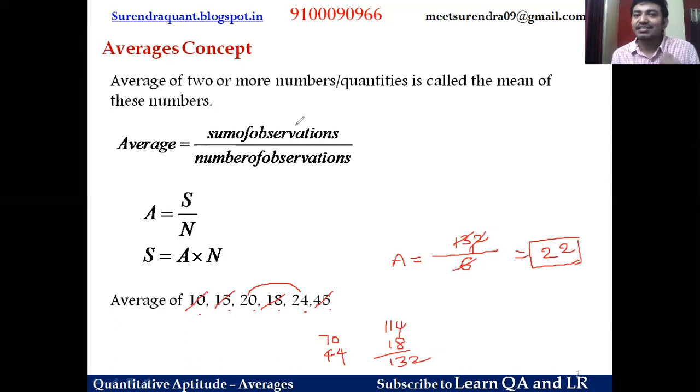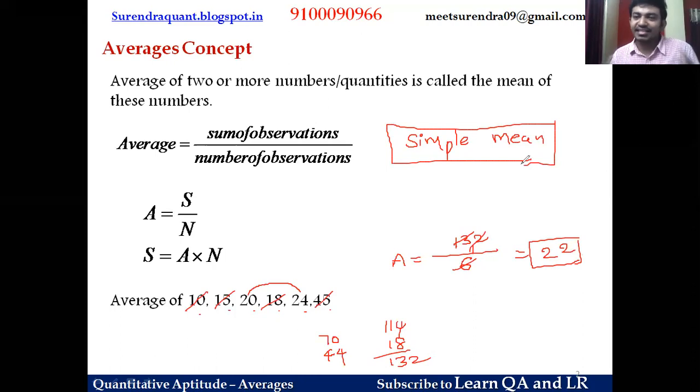Okay, this is called simple mean, friends. What do you mean by simple mean? If each number in a list appears for only one time, that is called simple mean. Here see, 10 comes for only one time, 15 one time, 20 one time. So every term appears for only one time, that is said to be simple mean.